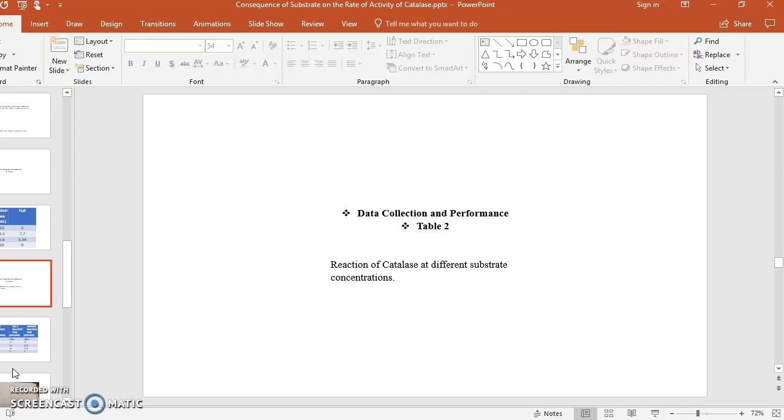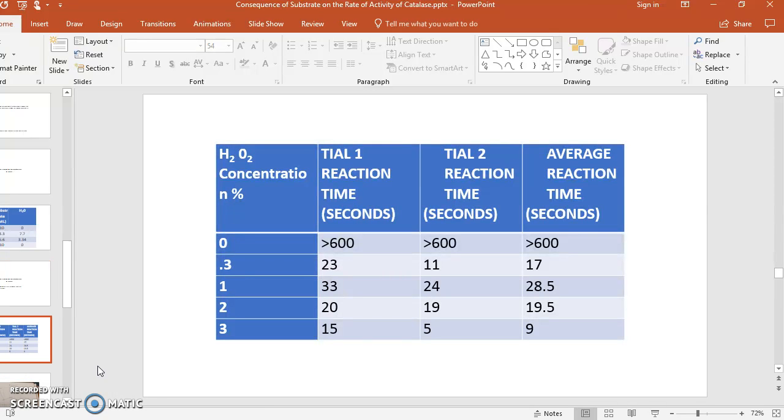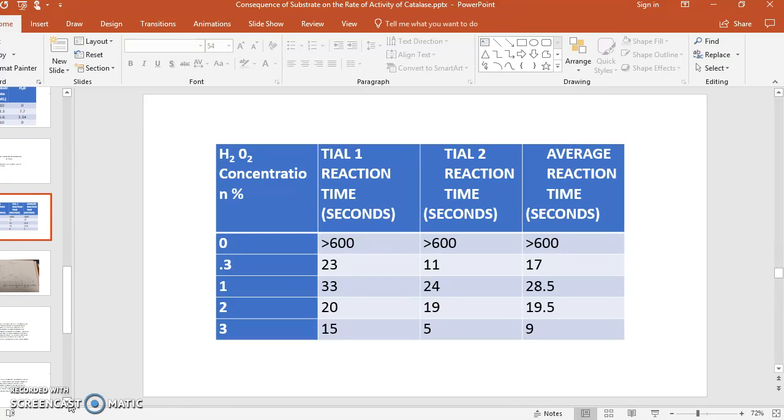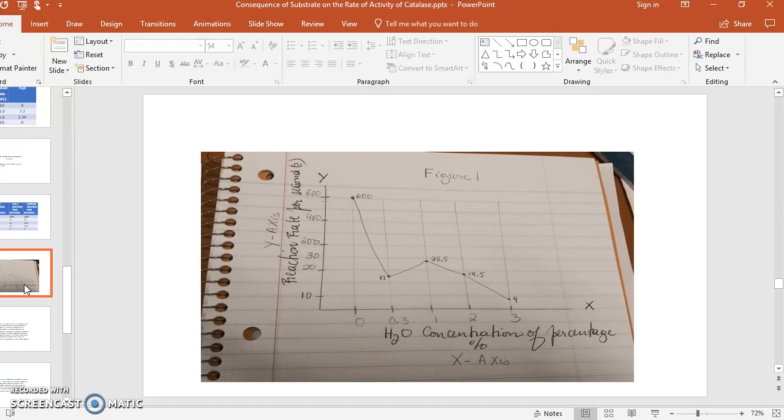So I'm going to show you table 2, the reaction of catalase at different substrate concentrations. Now you can see, guys, oxygen concentration percent, trial 1, trial 2, reaction per second, and then average reaction time per second. Okay, and then I'm going to show you a graph, reaction per second, and then concentration percentage. You can see the x-axis and then the y-axis.